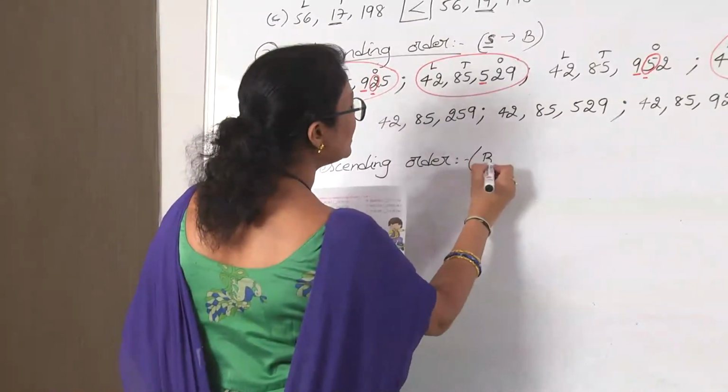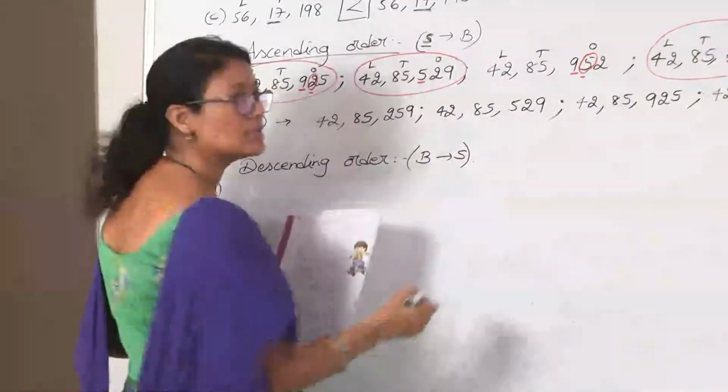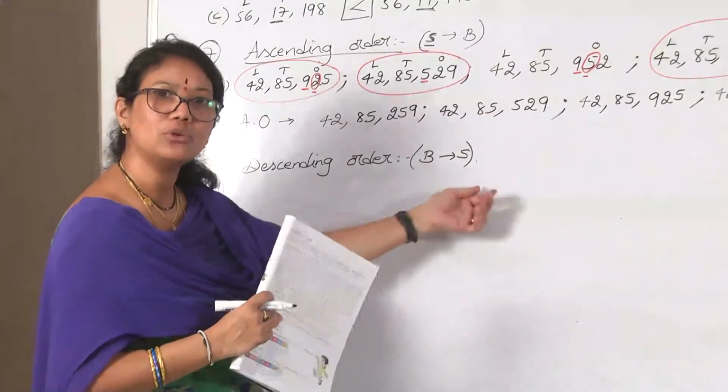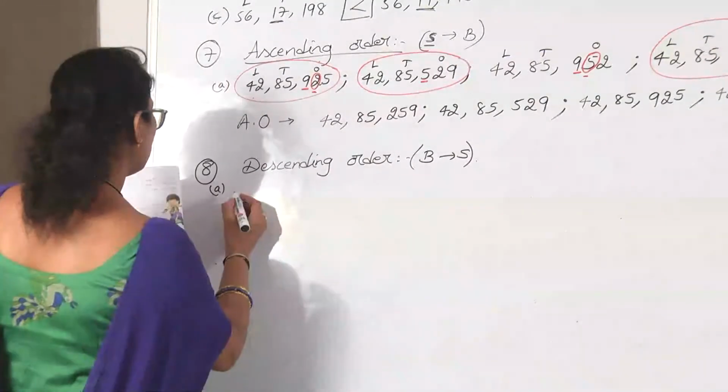Descending order, we write the numbers from big to small. Right, children? We write the numbers starting from big number to small number. Let us see what are the numbers given here.